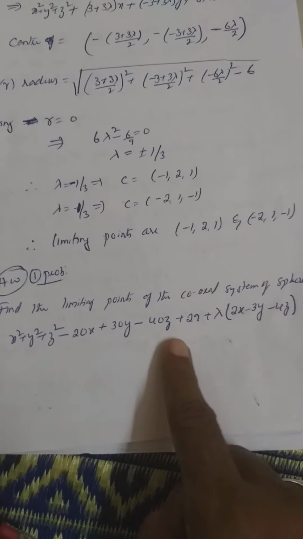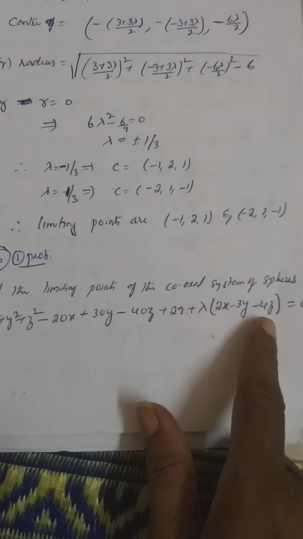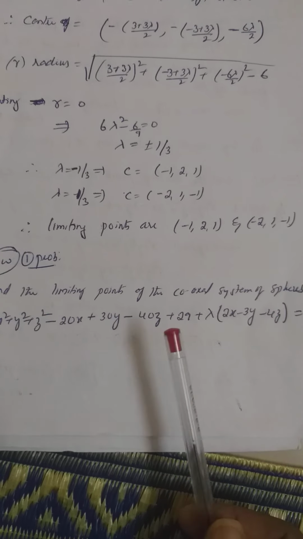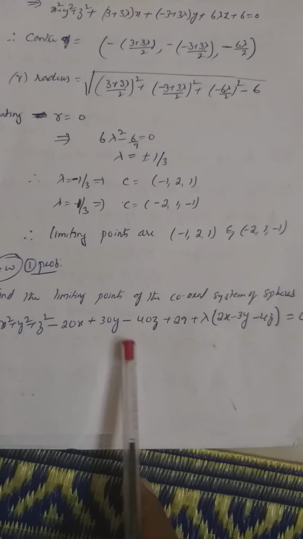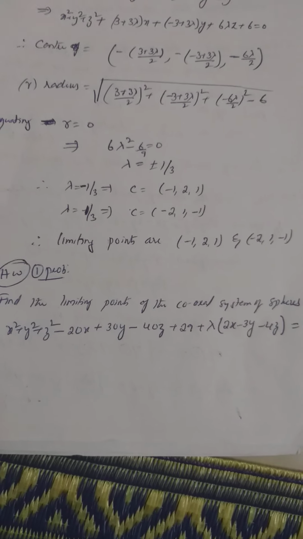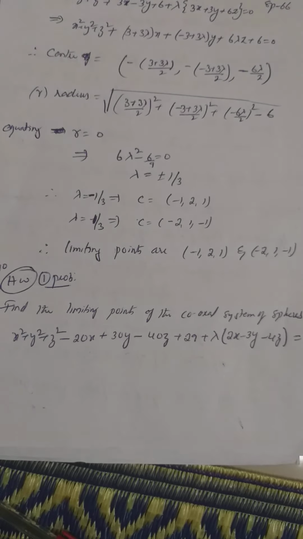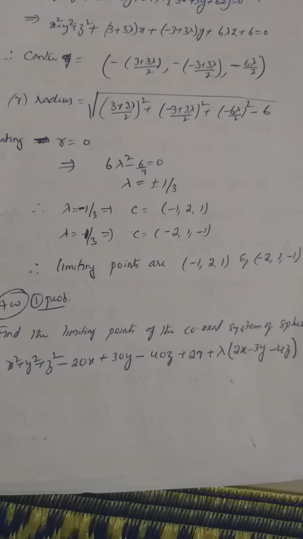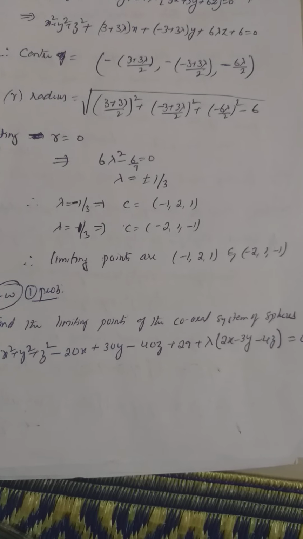What is the procedure? Now already it is in coaxial system. See, sphere plus lambda into plane is equal to 0. It is a coaxial system. The only thing is, first of all you have to rearrange the terms and then write the center and radius, equate the radius to 0, substitute that lambda value in the center, and you will get the limiting points. Tomorrow I will give you practical problems. Total 10 problems are there. With the solutions, I am going to post the pics.